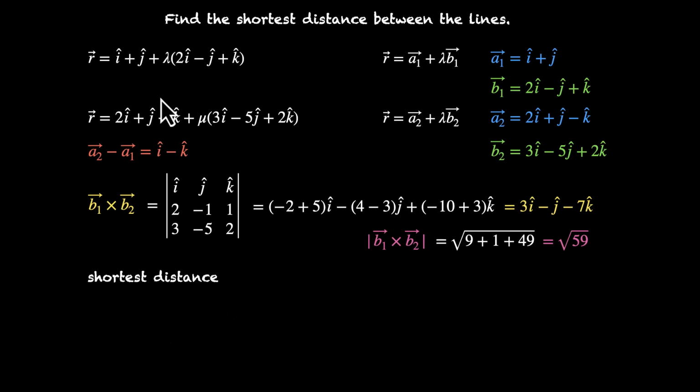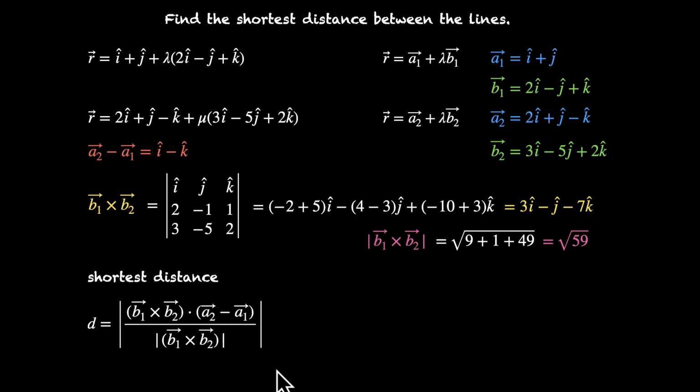The shortest distance between these two lines, that's d, is equal to mod of the numerator, which has b1 cross b2 dot a2 minus a1, and the denominator has mod of b1 cross b2. So root 59 goes here and the dot product of b1 cross b2 and a2 minus a1 comes in the numerator. So let's find the dot product. That's going to be equal to 3 times 1 plus 7 times 1. So that's 3 plus 7 divided by root 59, mod of it. So that's 10 by root 59. That's the distance between these two skew lines.